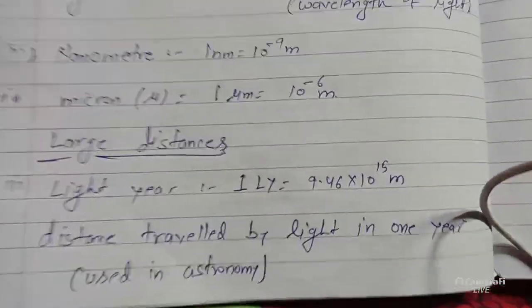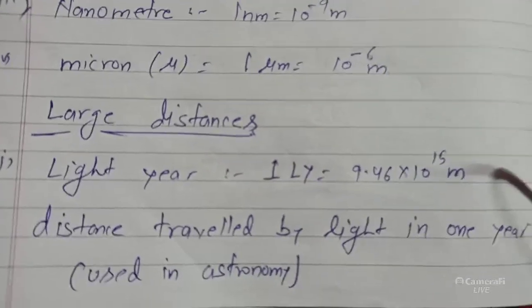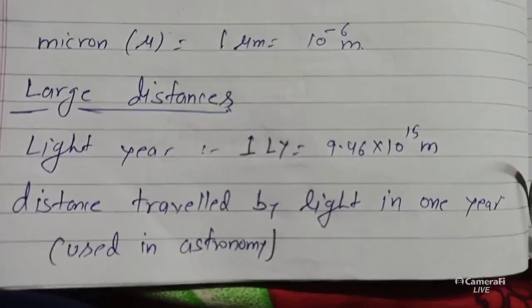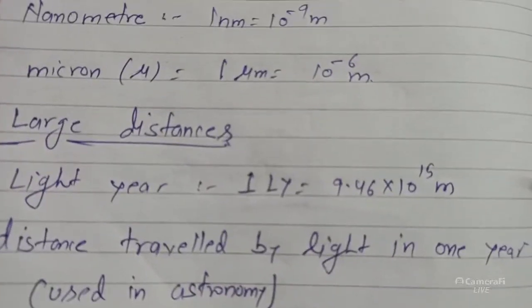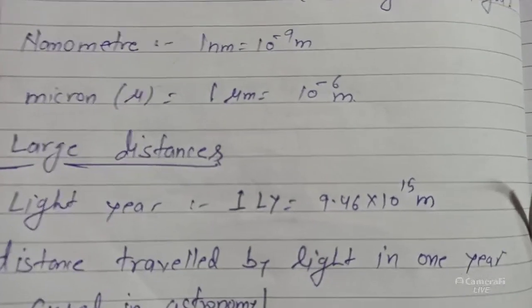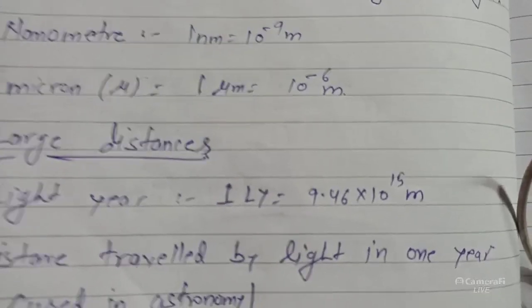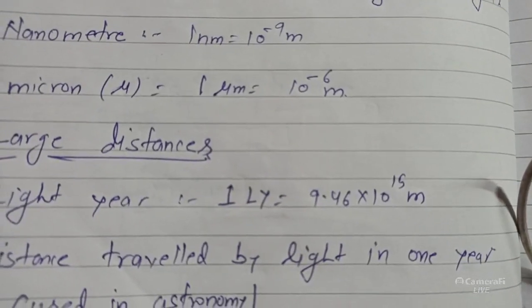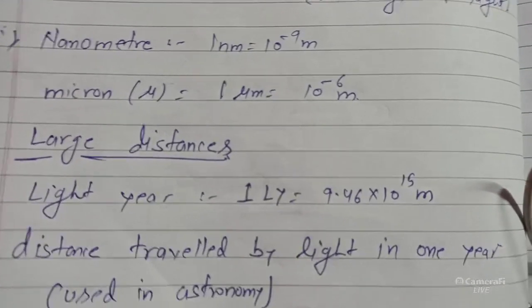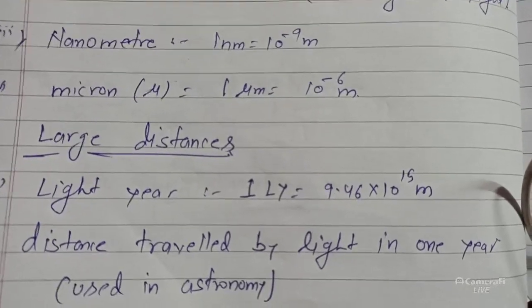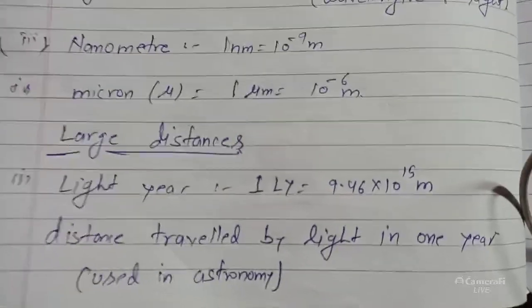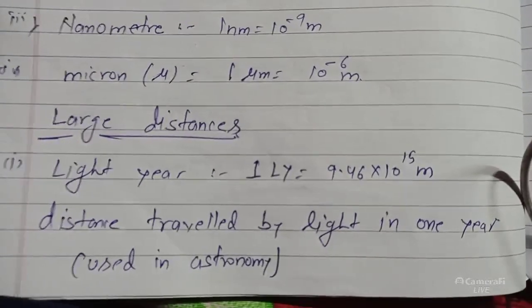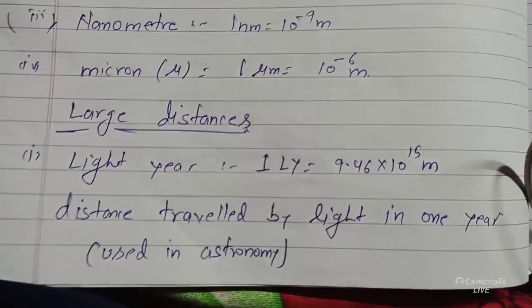Now if you go for practical units of larger distance, then what do we need to do? The first one is what? Light year. Now how can we define light year, sir? From the name it seems that light year is a unit of time, but no, don't be confused over here. Light year is not a unit of time. Light year is the unit of distance. So how can we define it? It is the total distance covered by light in 1 year.